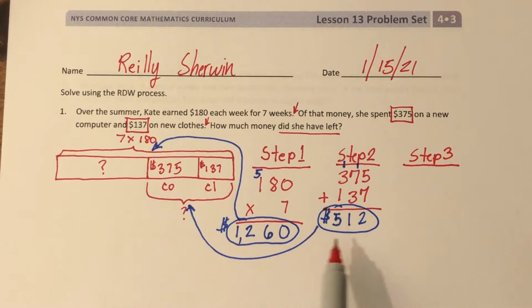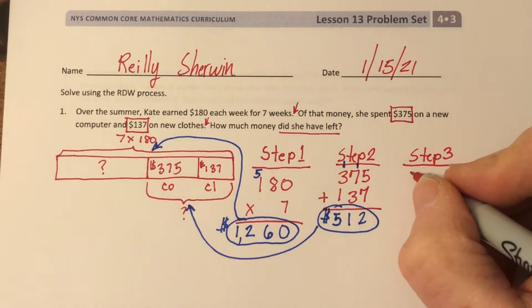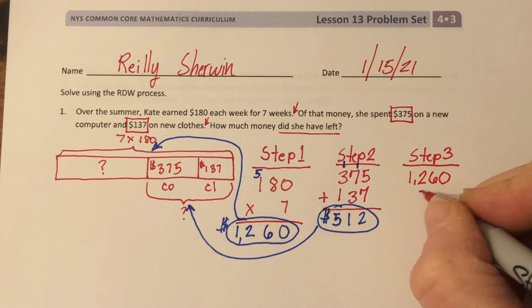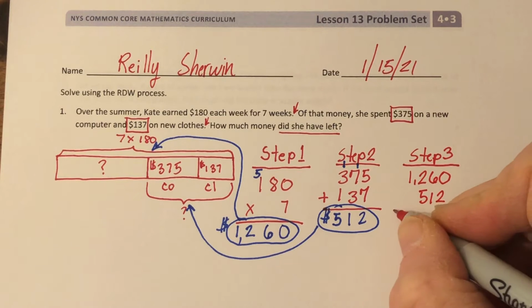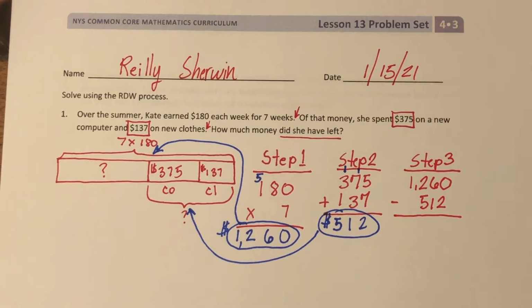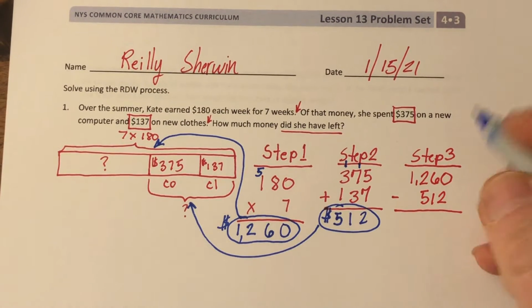How am I going to use these two numbers to figure out how much she has left over? If you said subtract, you'd be correct. So I'm going to take the total amount she made minus the amount she spent, and I'll know how much she has left over. Simple as that.